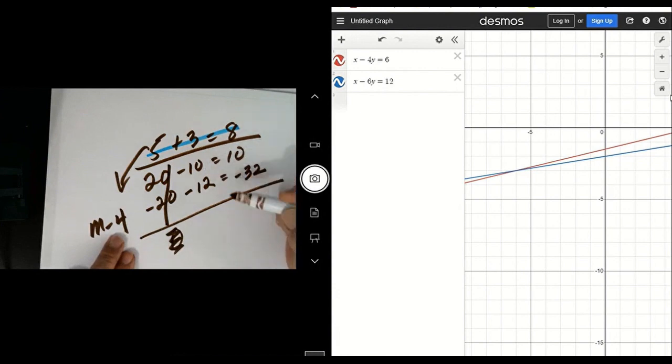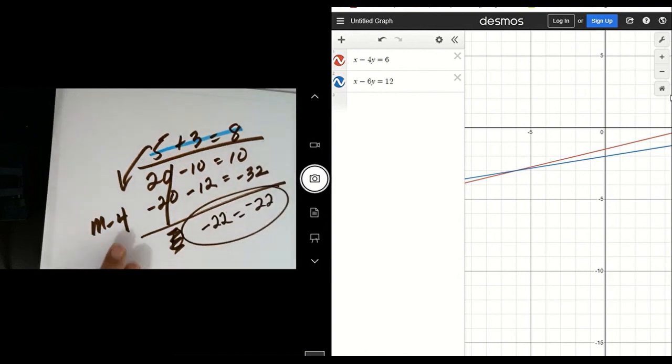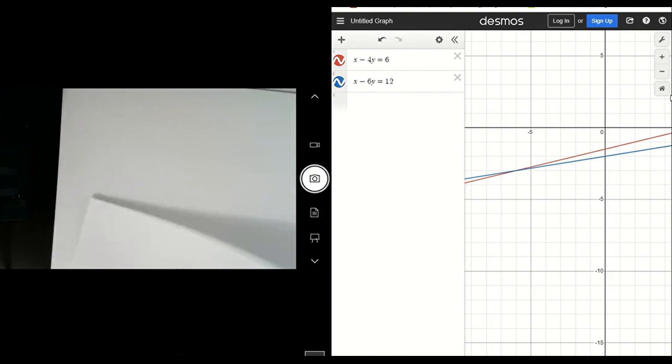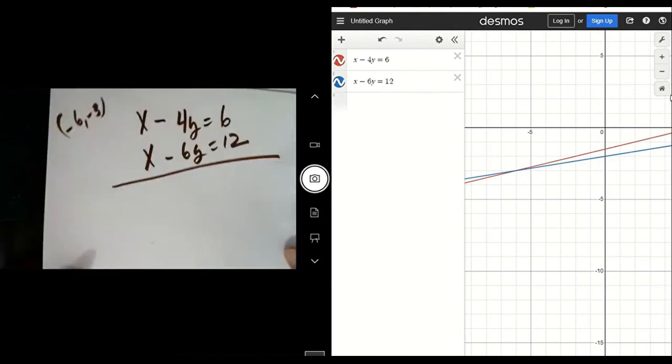-10 and -12 is -22, equals 32. Negative and 10 positive, the signs are different. We subtract, and the sign of the bigger. And there we go. So just with elementary type numbers with no variables at all, it works. So now the idea is to apply that same principle to this.